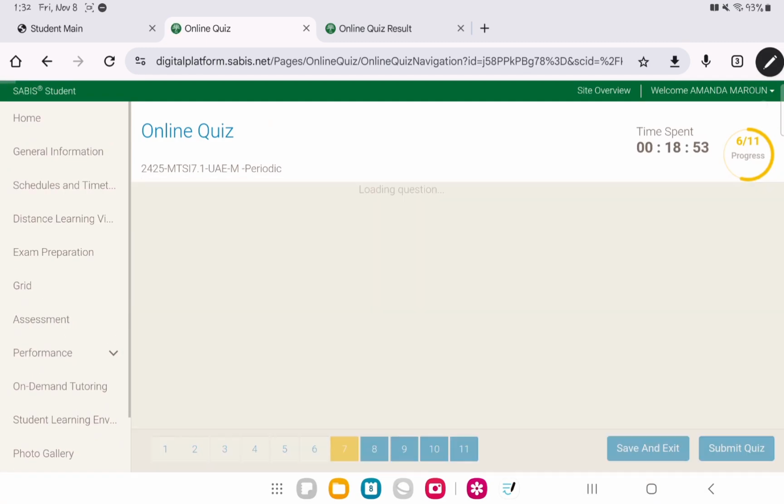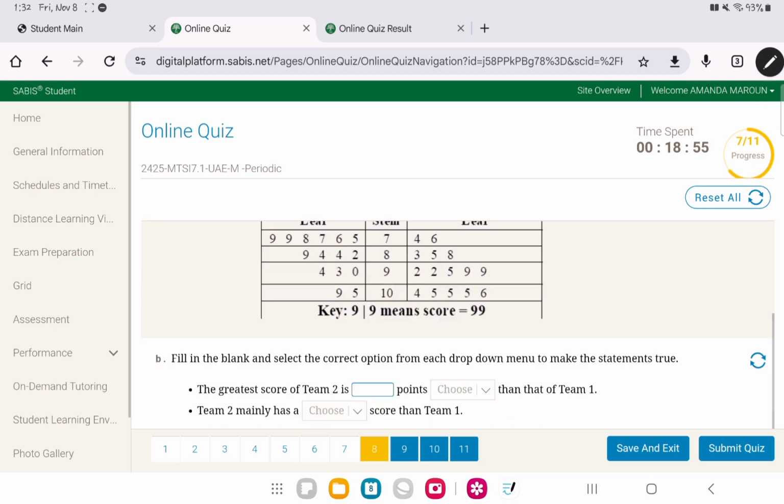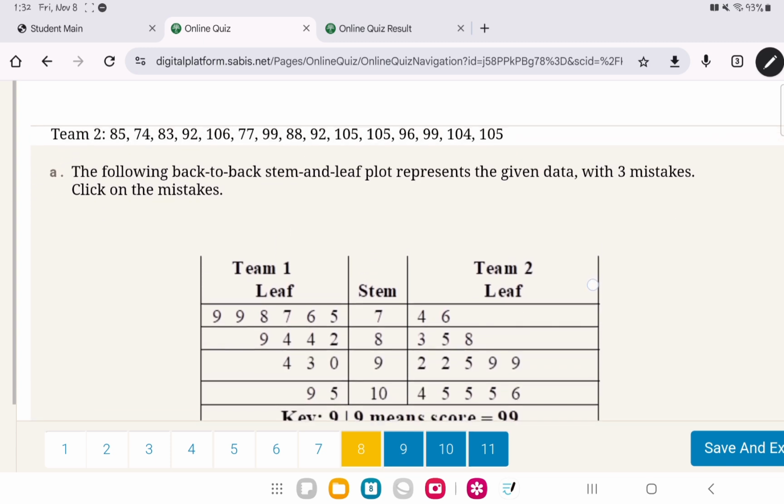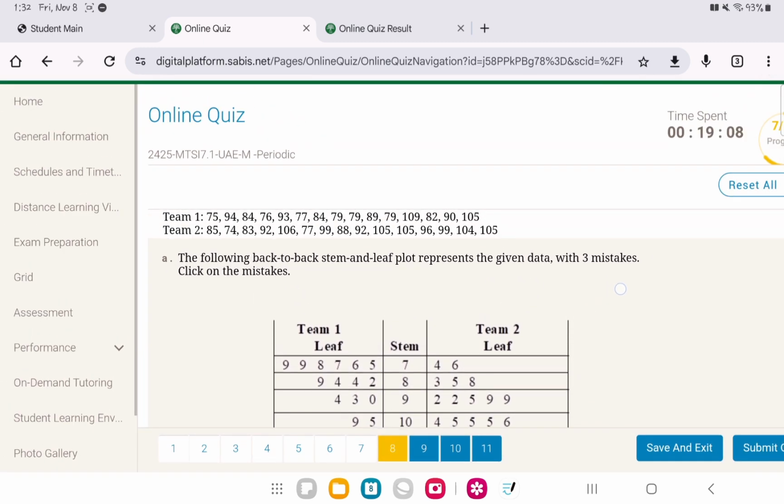Okay, now we proceed to question number 8. This has 2 parts, okay? We have team 1, team 2, and then we have the stem and leaf plot. So I want to see how I can do it to get them both.